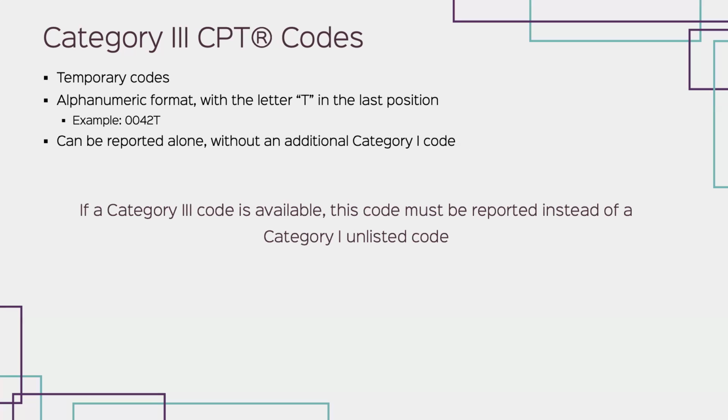Then your category 3 codes, those are also going to be 5-character alphanumeric, and they will end with the letter T. So for example, 0042T. These are going to be temporary codes for reporting emerging technology, services, and procedures. Your category 3 codes can be reported alone. And there is a guideline that tells you that if you do have a category 3 code available, then you should use that instead of an unlisted code in category 1.